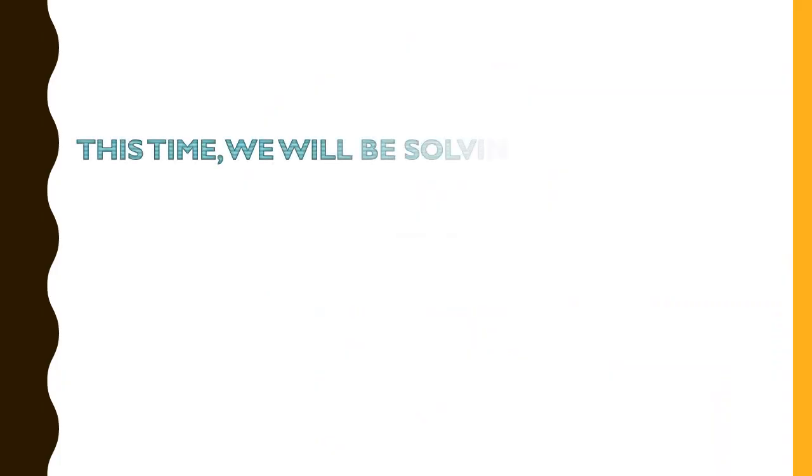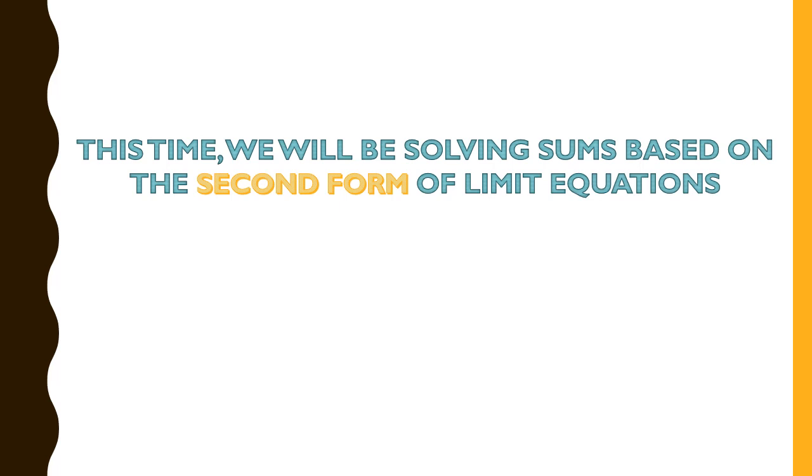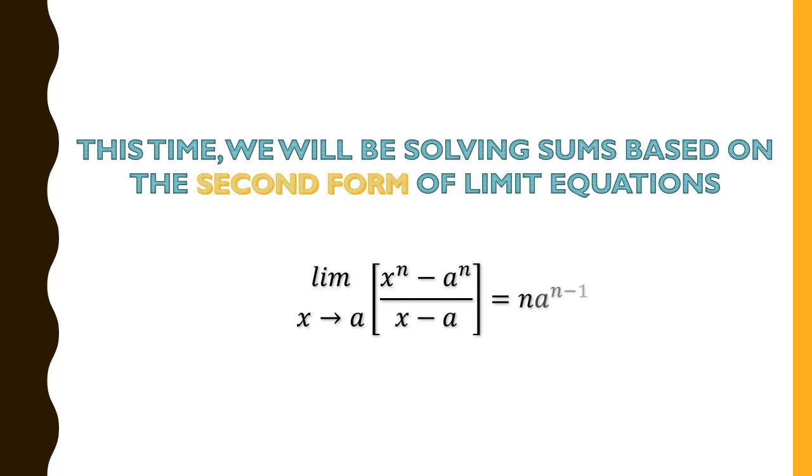This time we will be solving sums based on the second form of limit equations. In the initial stage I explained that there are two forms for solving limits. The first one was the polynomial form. The second form is this: limit x tends to a, (x raised to n minus a raised to n) divided by (x minus a). When this kind of form is available, we directly solve it as n into a raised to n minus 1. Now let us understand this in detail through some illustrations.